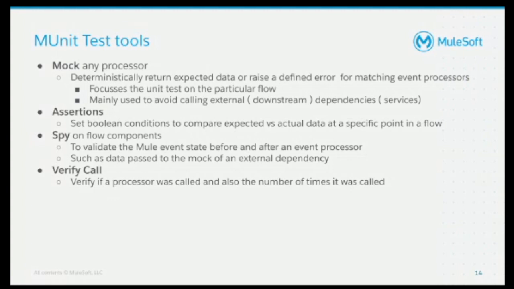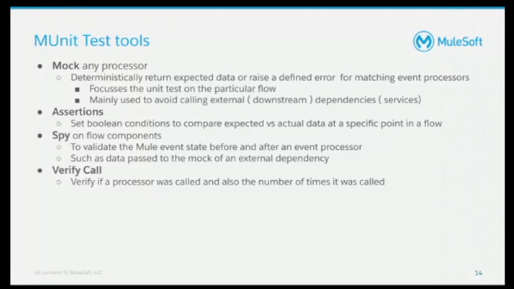Spy: you can spy on a component. You can spy on the Mule event before and after the execution of a component. Take, for example, if you're doing a transformation, you can spy before and after the transformation, and you can do an assertion within the spy to check if the value of the Mule event is correct before the transformation, and if the value is what is expected after the transformation. So basically, you're spying on components to make sure that whatever transformation has taken place on the Mule event. This is just an example transformation. You can spy on any other component, but to spy on flow components, you have an MUnit test tool.